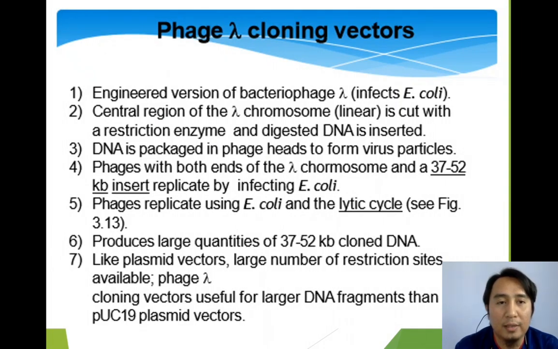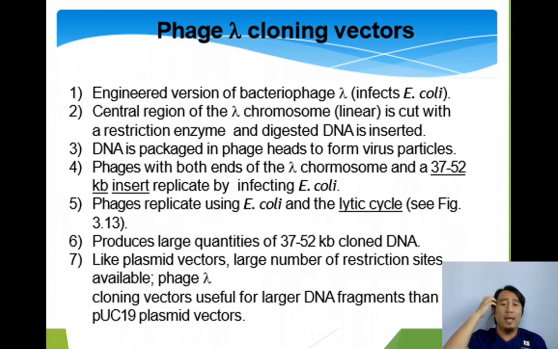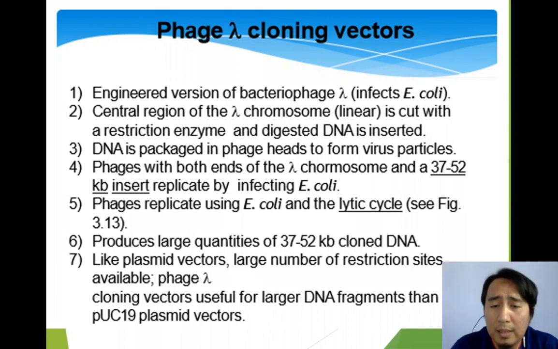Okay, phage lambda cloning vector. So this is a vector that uses a virus. So engineered versions of vector phage lambda infect E. coli. Central region of the lambda chromosome, linear, is cut with the restriction enzyme and digested DNA is inserted. Then it is packed in the phage head to form a virus particle. Phage with both ends of the lambda chromosome and 37 to 52 kb insert replicate by infecting E. coli, and it will produce a large quantity of 35 to 52 kilobase cloning DNA. Like plasmid vector, a large number of restriction sites are available for phage lambda. So cloning vector useful for large DNA fragments than pUC19 and plasmid vector. So ada lah contoh. Okay.